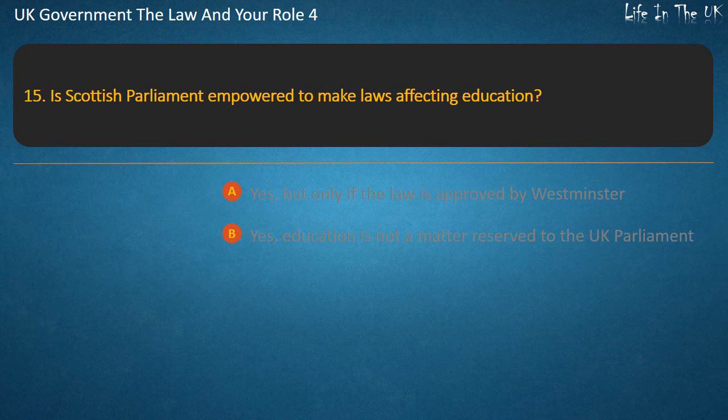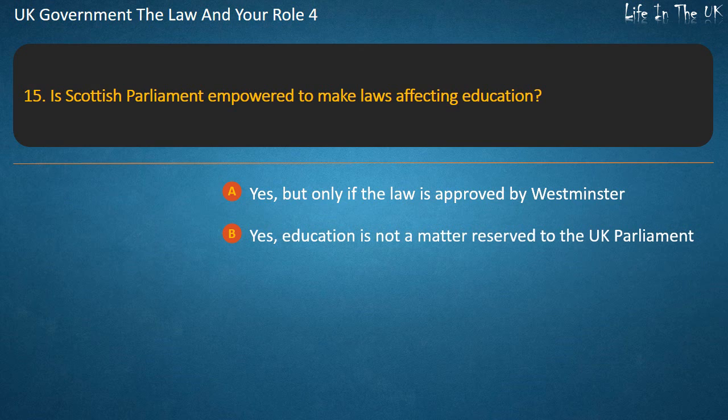Question 15. Is Scottish Parliament empowered to make laws affecting education? Yes, but only if the law is approved by Westminster. Yes, education is not a matter reserved to the UK Parliament. Answer. Yes, education is not a matter reserved to the UK Parliament.